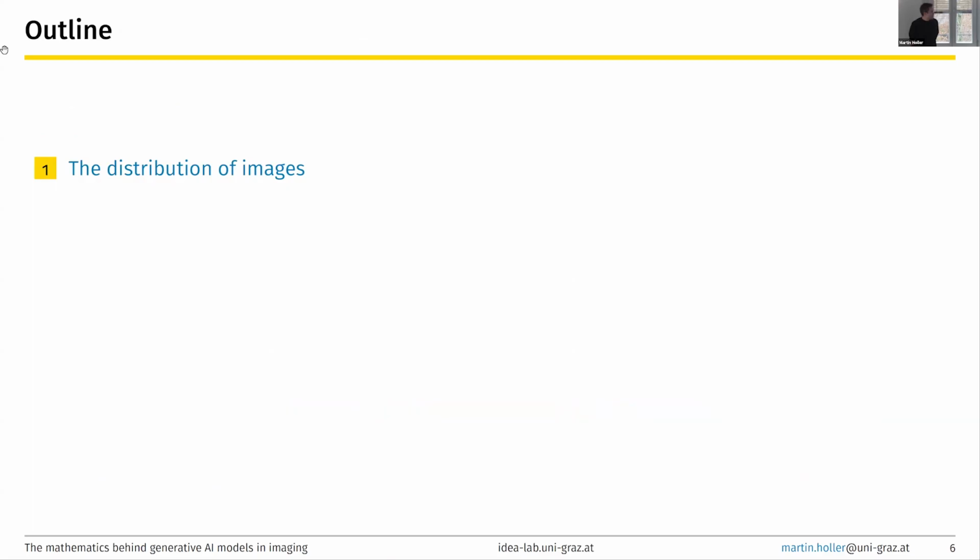Okay, so with this short outline, we would like to provide you an outline of the sections of my talk. In the first part, I will try to explain a bit about the distribution of images, how you can represent images on the computer, and how you can describe them in a probabilistic way.